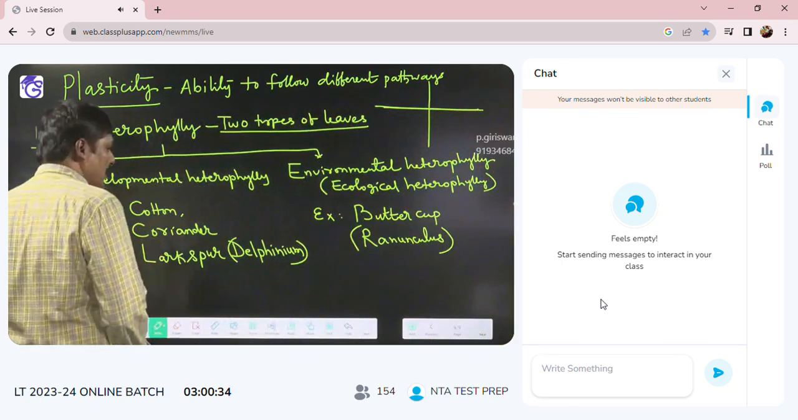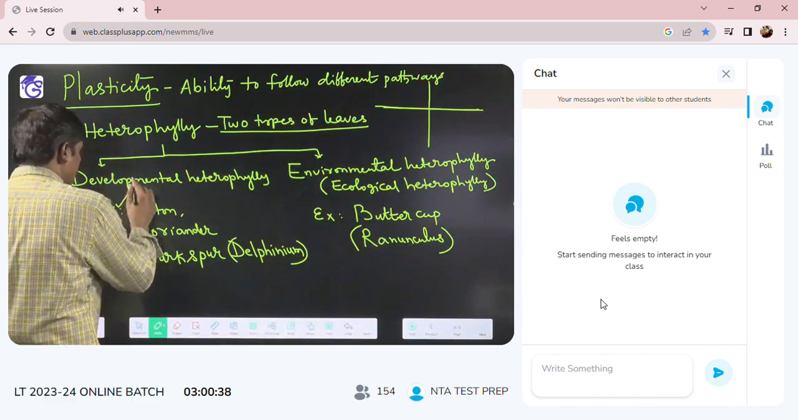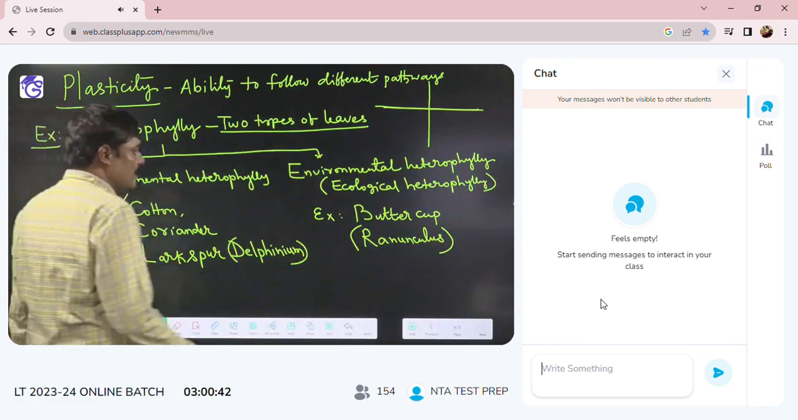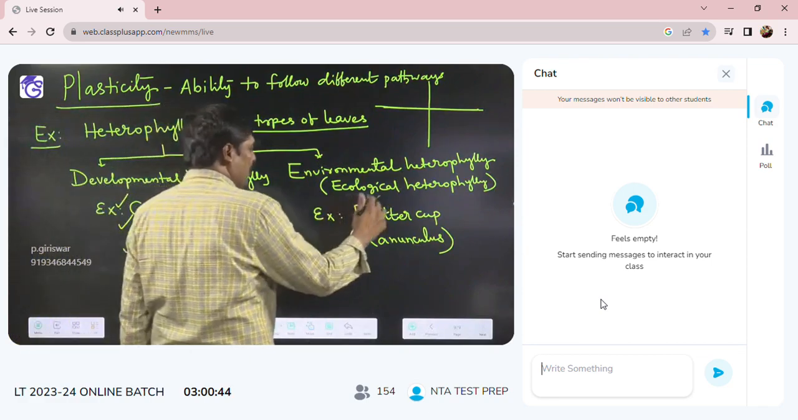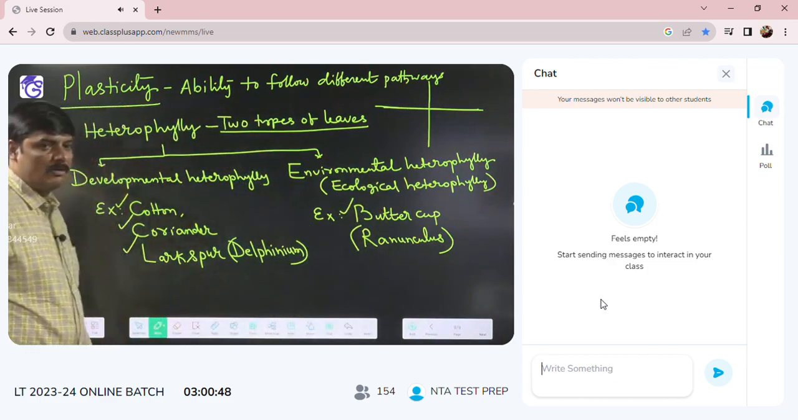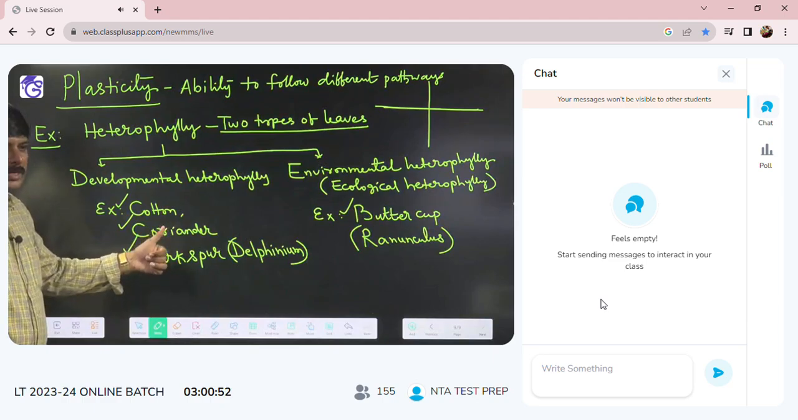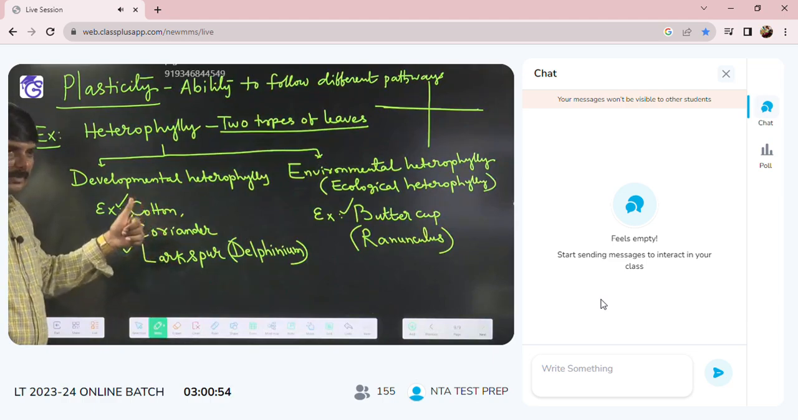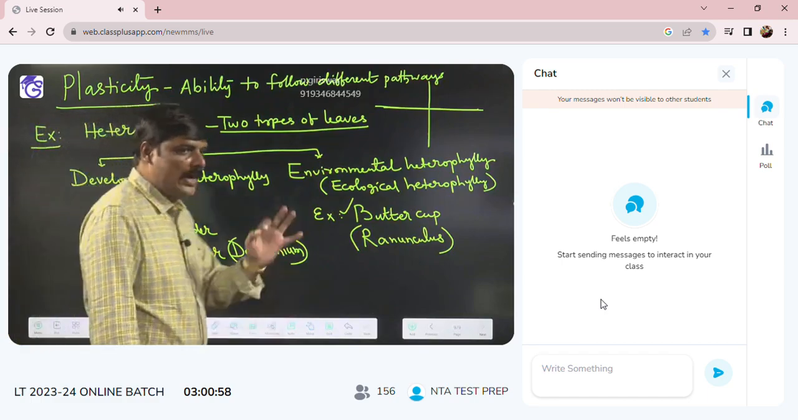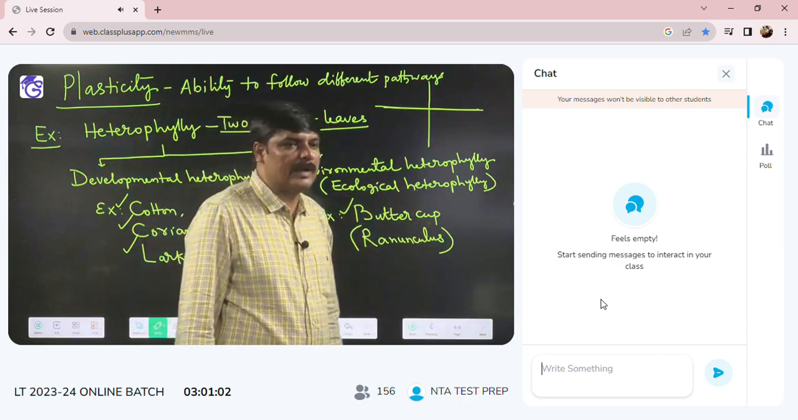Students, to understand, examples of developmental heterophyly: cotton, coriander, and larkspur. Example of environmental heterophyly: buttercup, scientific name Ranunculus. Do you understand, all of you? Right. Finally, we go with the factors affecting growth and development of a plant.